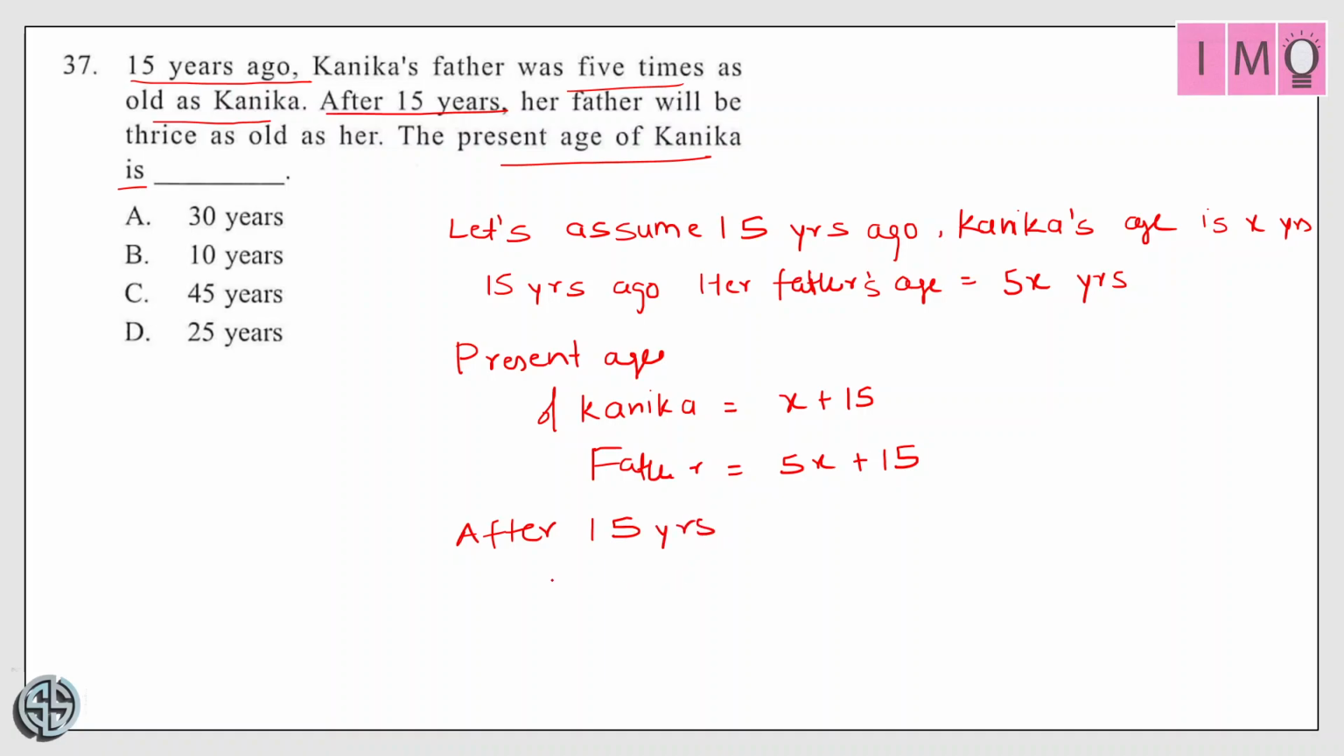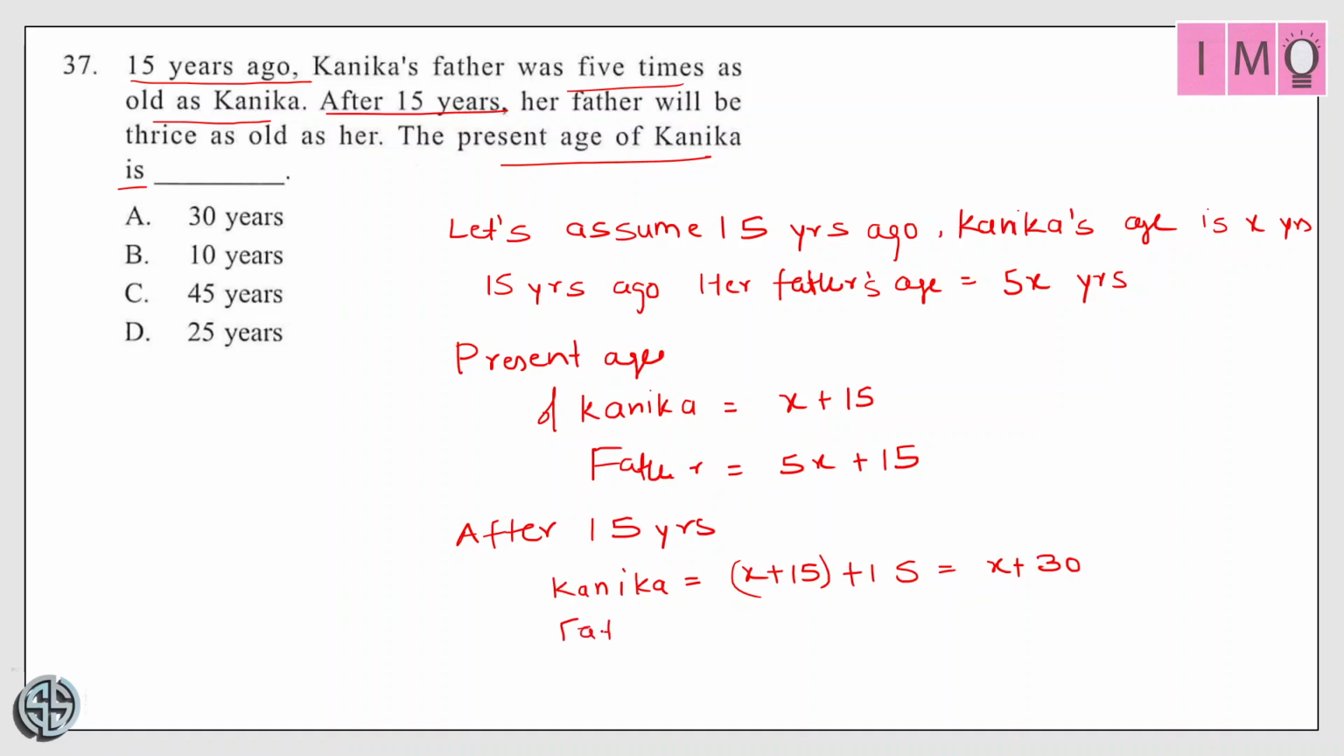Right? So after 15 years, Kanika's age will be more again. We have to add 15 to the present age, right? So Kanika's age will become x plus 15 from her present age. Now if you add 15 more, you will find Kanika's age after 30 years is x plus 30.